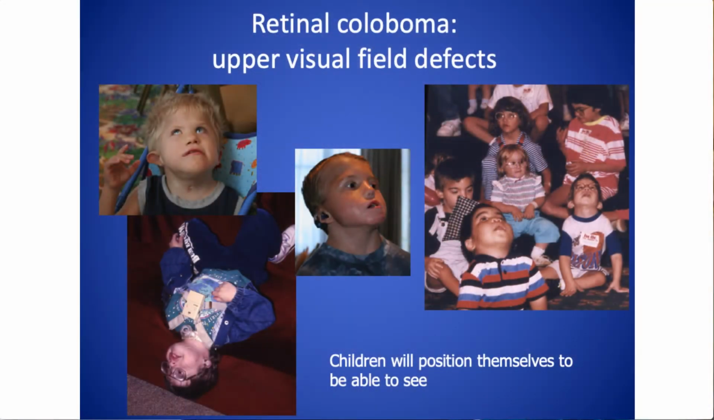So what do kids do with that? How does that affect them? Well, they put themselves in positions where they can see things. So these kids will often be sitting and using the lower part of their visual field to see things that are up above them. When you're little, most everything is up above you. They may get upside down. They sometimes get in very unusual positions to use the vision that they have.